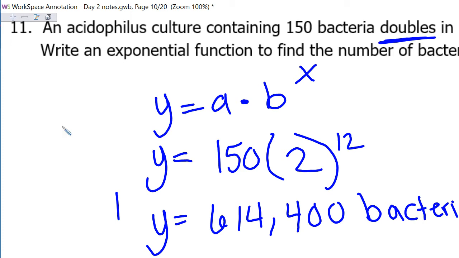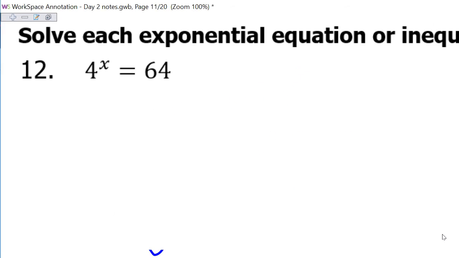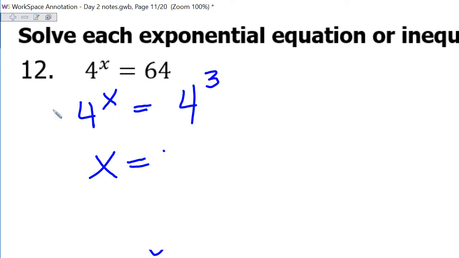Now, we're going to be doing a little bit of solving. We need to solve each exponential equation or inequality. So number 12, we have 4 to the x power equals 64. To solve these easily, we're going to get a common base. What does common mean? Same. So over here, what is the base? 4. I want to have the same base over here. So 4 to what power would give me a 64? 3. Right? 4 cubed is what? 64. What does this symbol right here mean? Equal. So if my bases are equal, what does that tell me about the exponents? They're equal. So my answer would be x is equal to 3.